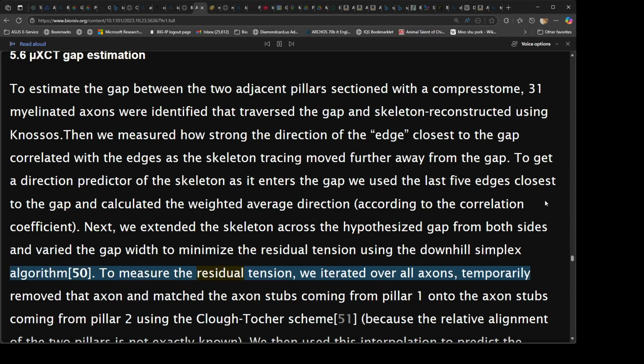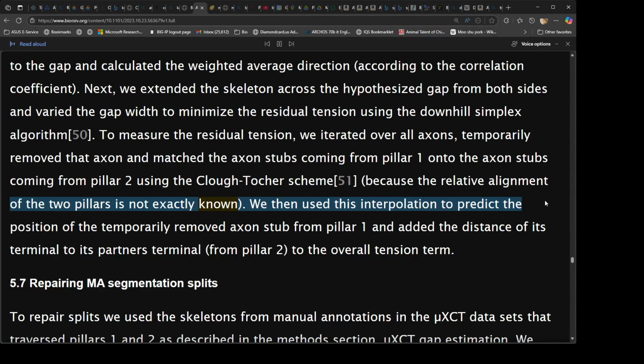To measure the residual tension, we iterated over all axons, temporarily removed that axon and matched the axon stubs coming from pillar 1 onto the axon stubs coming from pillar 2 using the Klopftalker scheme, 51, because the relative alignment of the two pillars is not exactly known. We then used this interpolation to predict the position of the temporarily removed axon stub from pillar 1 and added the distance of its terminal to its partner's terminal from pillar 2 to the overall tension term.